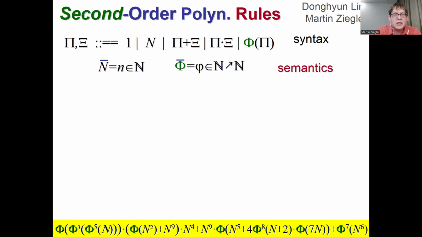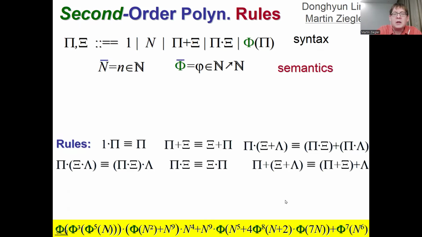Also on the bottom of the slide, you see an example of such a second order polynomial. You see the first order variable n. You see products. Powers here are abbreviations for products. You see also the second order argument phi, and you see nestings of phi. So the superscript does not denote nesting. We spell out nesting, that's just a convention.